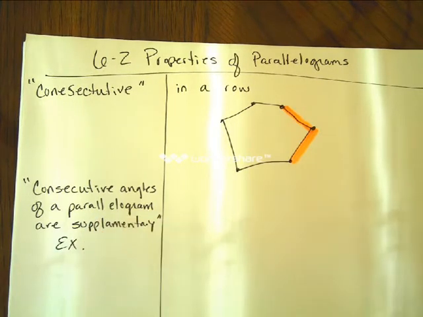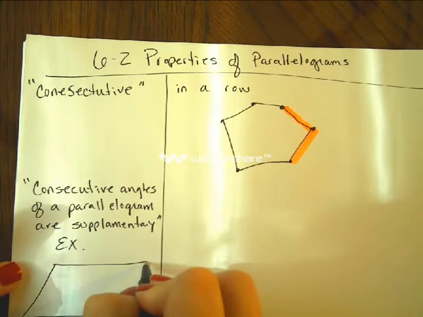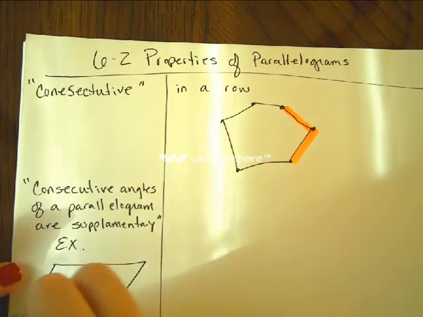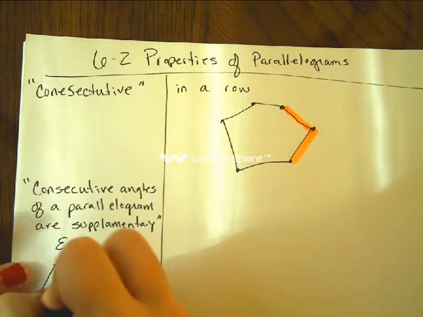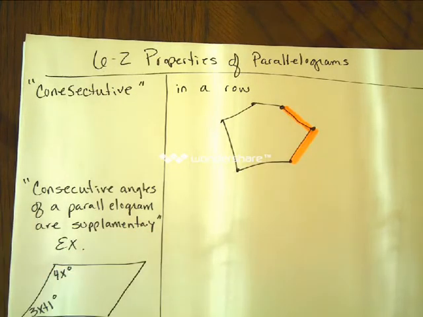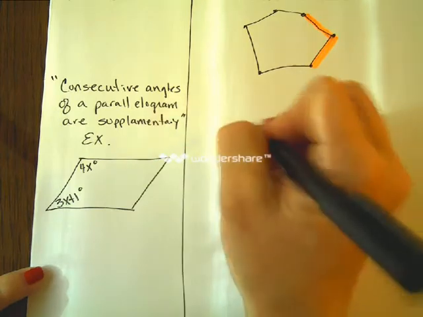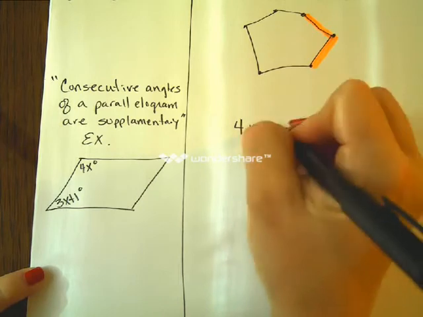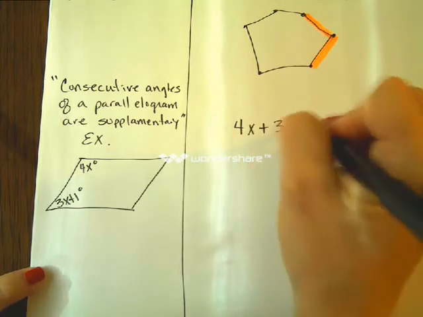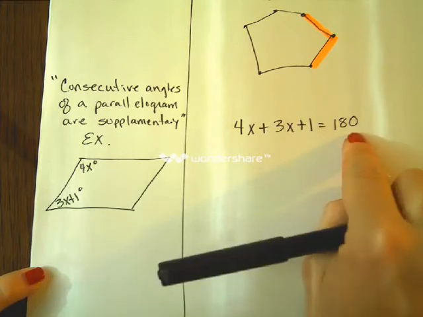So an example of this would be if I said this angle was 3x plus 1 degrees, and this angle was 4x degrees. How would you solve for x? Well, supplementary means that they add up to 180. You've done this all year, so hopefully it'll start to get a little familiar to you. Add up to 180. Supplementary. Combine your like terms.